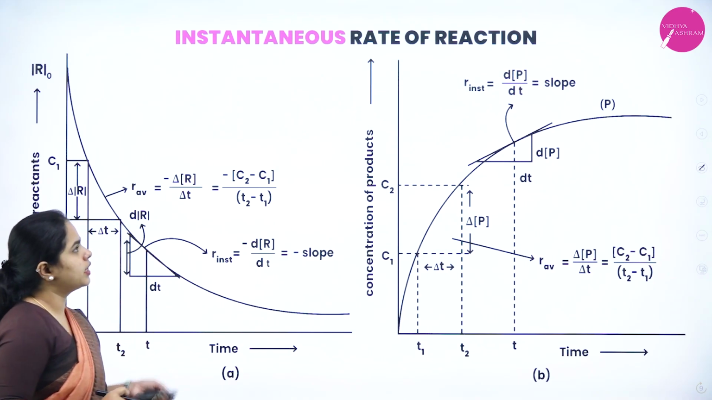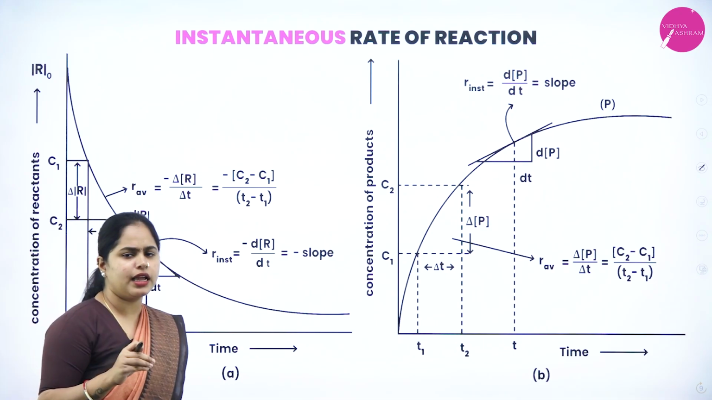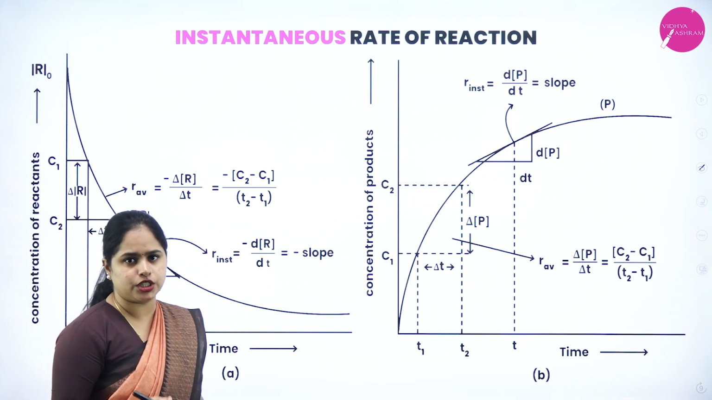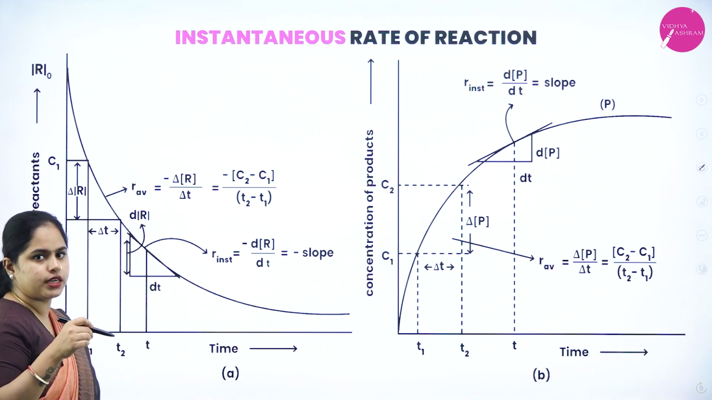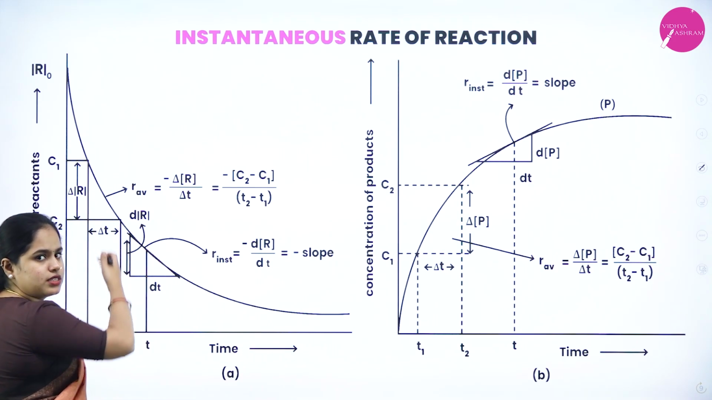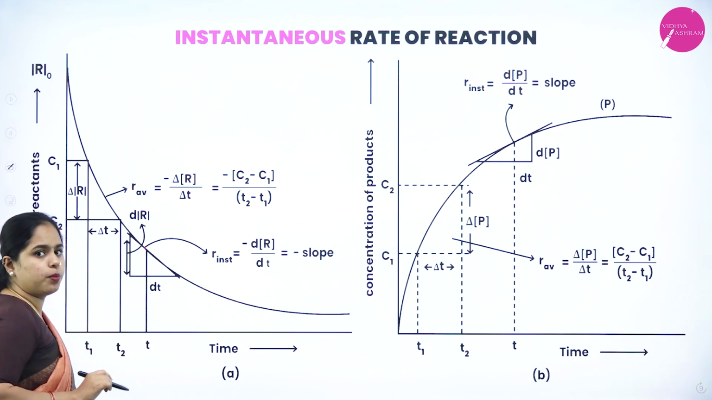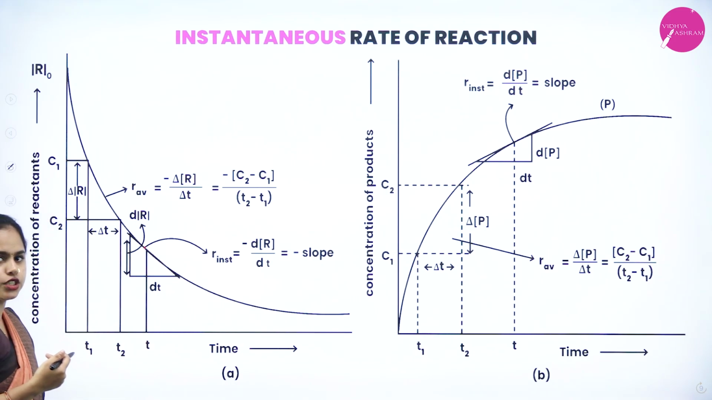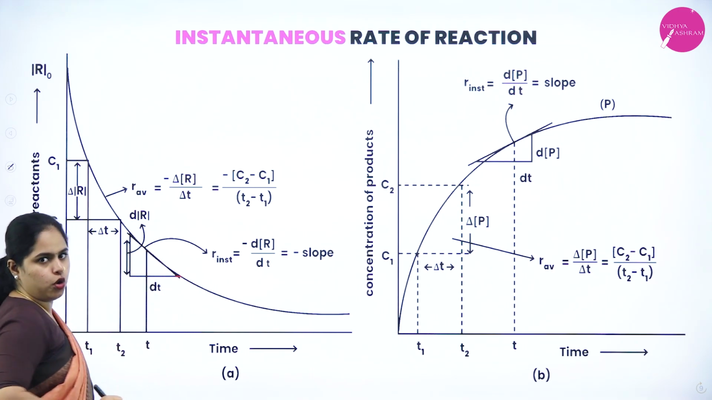Now moving on to the graph of it. As you can see, this is a concentration versus time graph. So if you have to calculate the instantaneous rate of reaction at an instant, let's see what happens to the concentration of reactants. We know that as time proceeds, concentration decreases. So this is the concentration time graph of reactants. Let's assume that at this particular point, I have to calculate the rate of reaction. So what you have to do, draw a tangent here and calculate the slope of it.